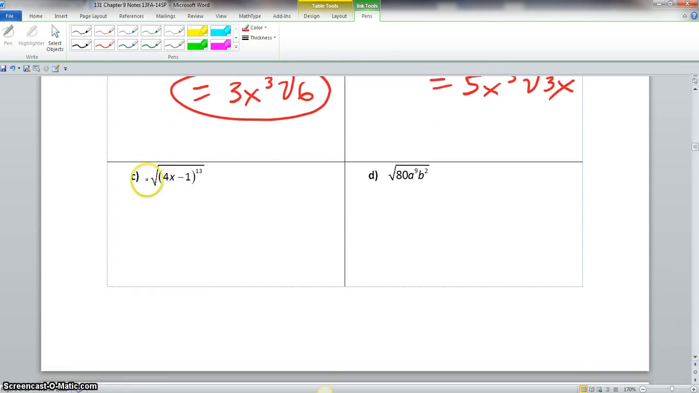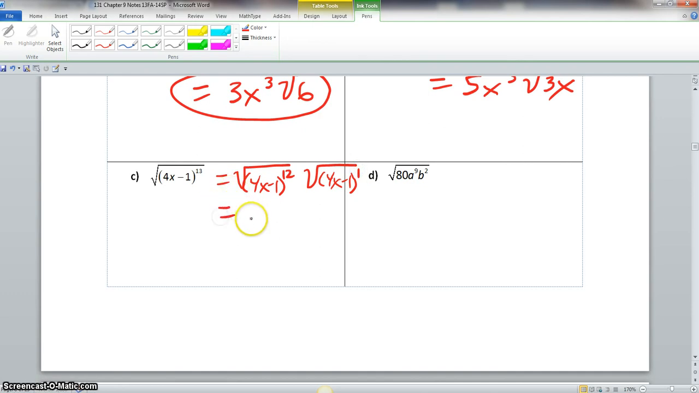Now we come here to C. Now we have the square root of the parenthesis 4x minus 1 to the 13th power. Now the highest perfect square here would be parenthesis 4x minus 1 to the 12th power. And then what's left in this second radical is parenthesis 4x minus 1 to the first power.